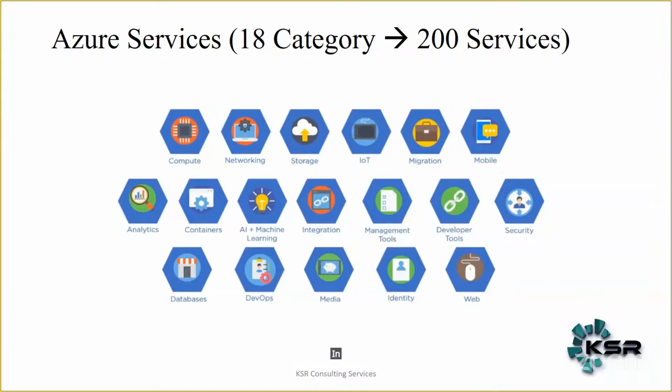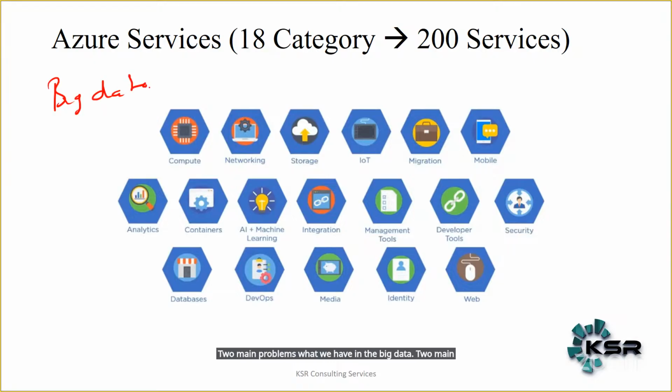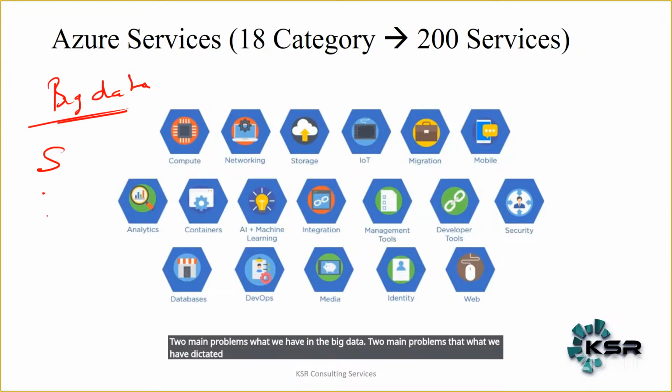In reality, these are all the services that are available, but the two main problems we have in big data are: one is storage, one is processing.